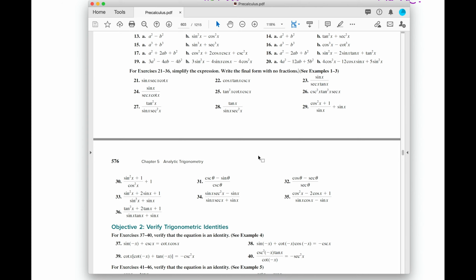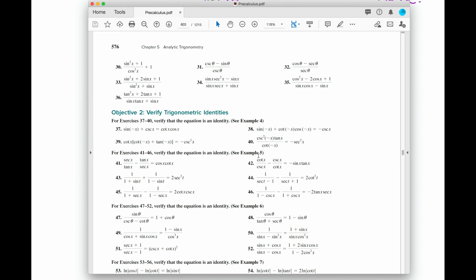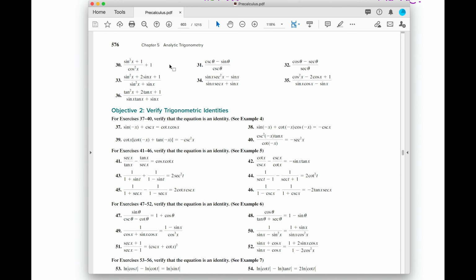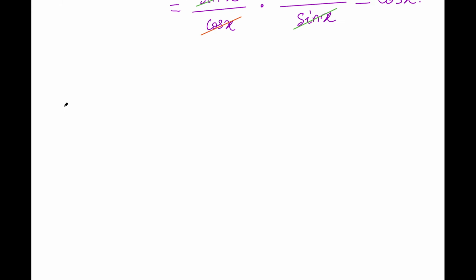Let's go to the next page, page 576 this time. How about number 30? I need to simplify the quotient sine squared x plus 1 divided by cosine squared. The whole quotient is plus 1, right? Let's see this. So this is number 30.